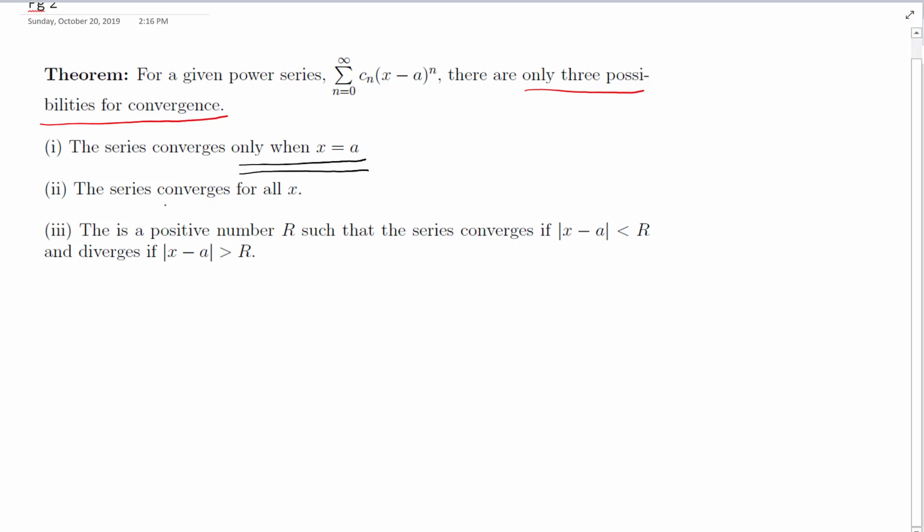We can also have this power series converge for all x values. In other words, it would not matter which x value you plugged in.